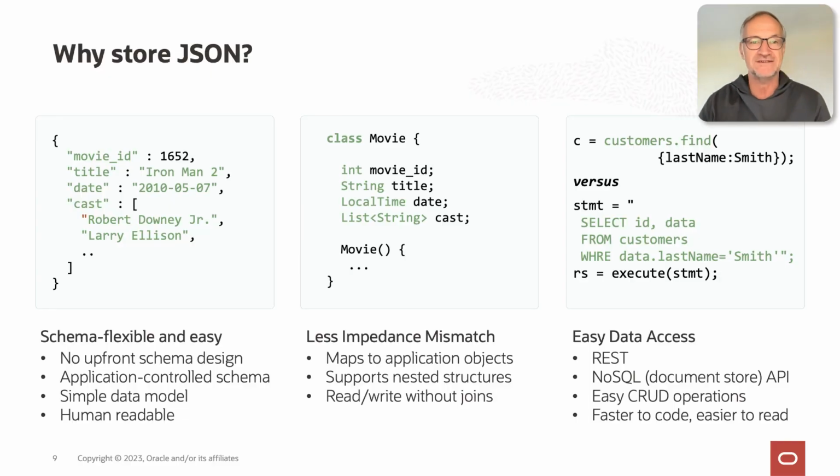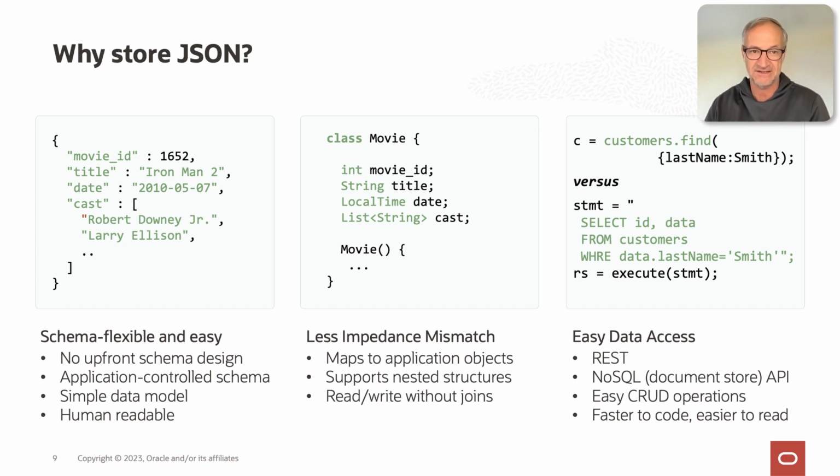Why store JSON? Given that you are on this call, you have heard about JSON, or are interested in JSON, or have actually done something with JSON before. Why are people actually interested in JSON? It's very simple. There are a couple of benefits that come from the JSON format. It starts with the fact that it is a self-describing schema, a flexible and easy way to model business data.